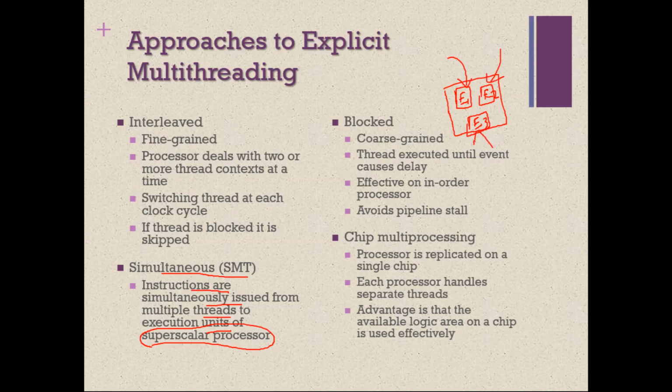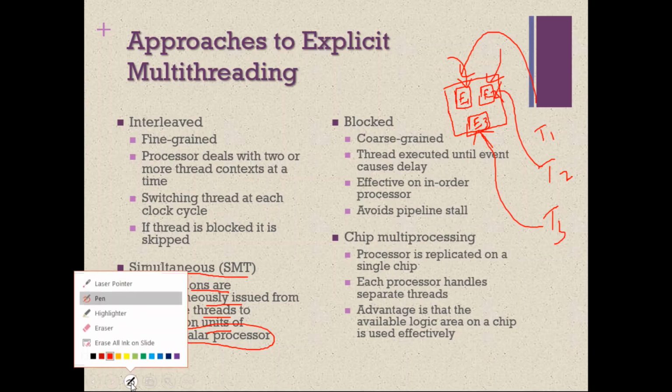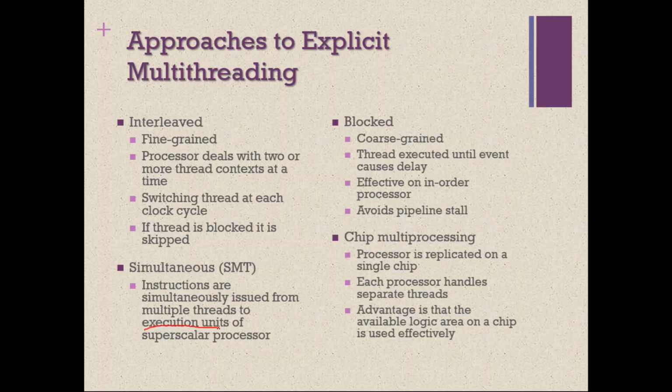Now if you have multi-threading, say for example 3 threads, T1, T2 and T3, really these 3 threads can be executed parallelly. During one clock cycle itself, an instruction from T1, an instruction from T2 and an instruction from T3 can all be executed in a single clock cycle. So that is what is called simultaneous multi-threading. Instructions are simultaneously issued from multiple threads to execution units of superscalar processors, because we have multiple execution units. So this is about SMT.